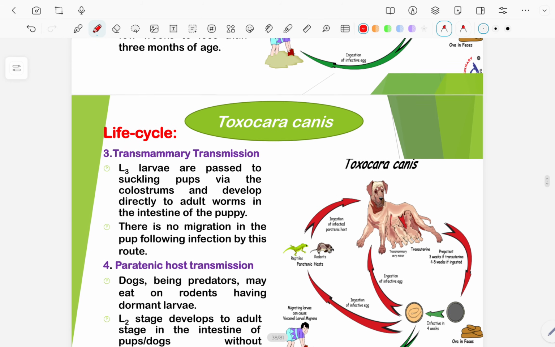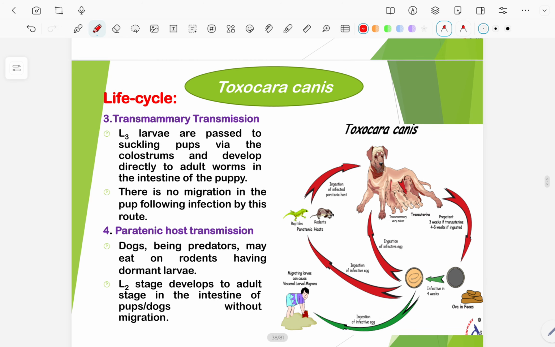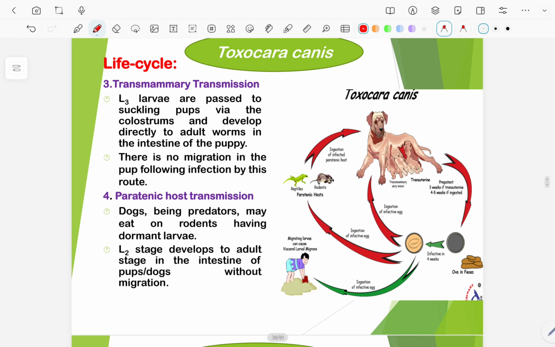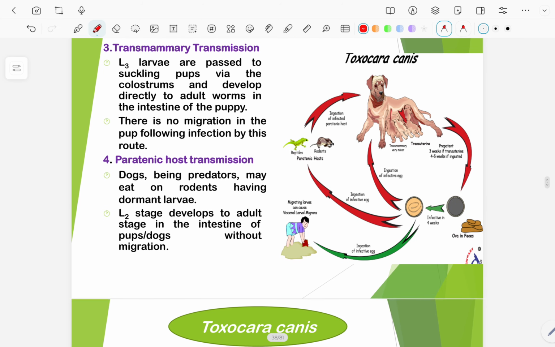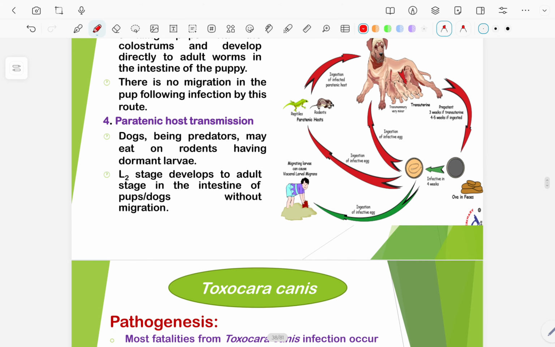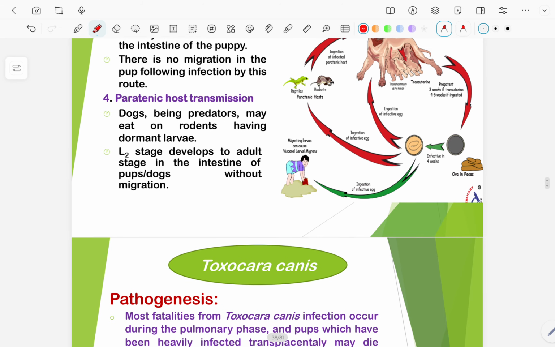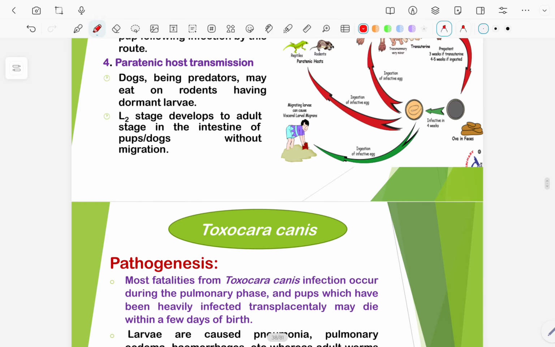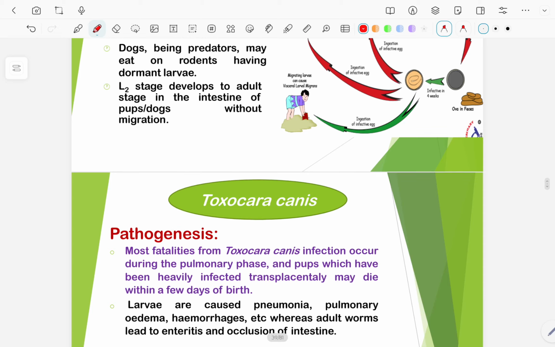Transmammary transmission. L3 larvae are passed to suckling pups via the colostrum and develop directly to adult worms in the intestine of the puppy. There is no migration in the pup following infection by this route. Paratenic host transmission. Dogs, being predators, may eat a rodent having dormant larvae. The L2 stage develops to the adult stage in the intestine of pups and dogs without migration.